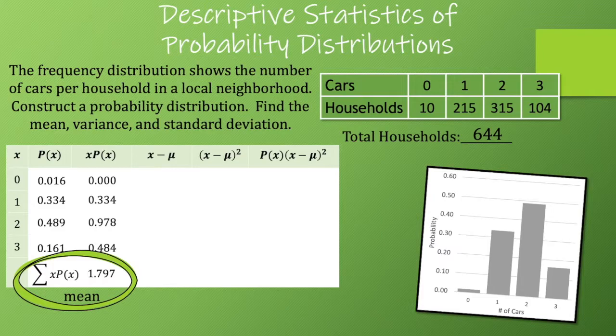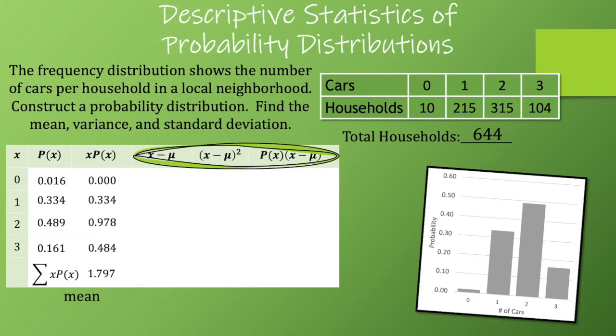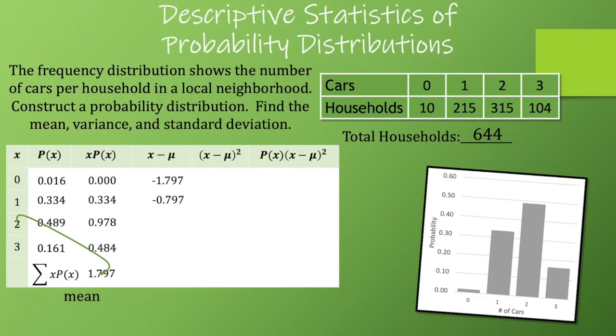Now to find the variance and the standard deviation, we need to continue on in this table, and we can use the top as our guide. So the first column says take x minus mu. So we'll take 0 minus 1.797, get negative 1.797. And then 1 minus 1.797 gives us negative 0.797. And we'll continue on with 2 minus the mean, 3 minus the mean, and we have that column covered.